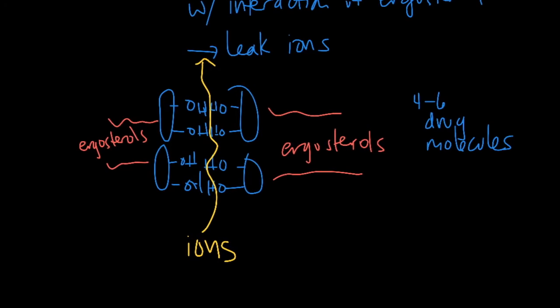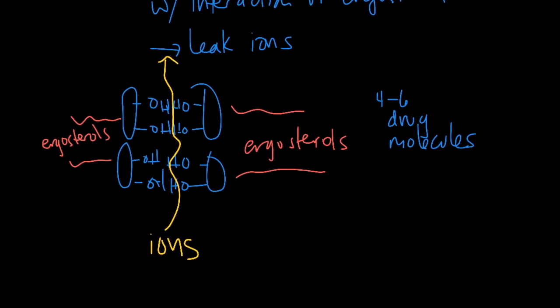So each channel contains over here 4 to 6 amphotericin B molecules. Anyways, hope you enjoyed me geeking out. Just really cool that simple chemistry can do some really cool things.